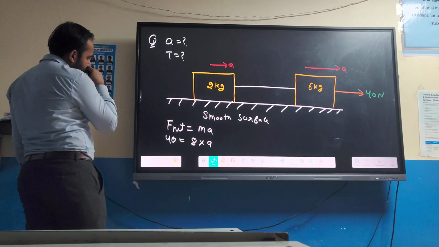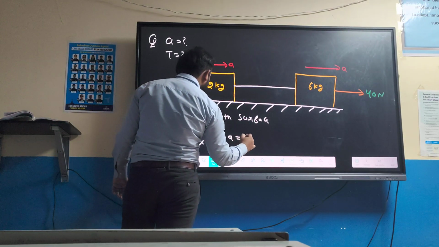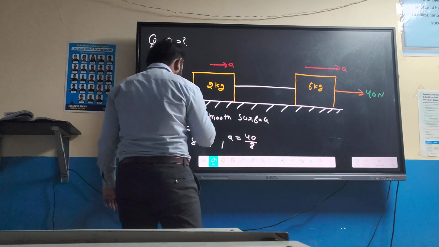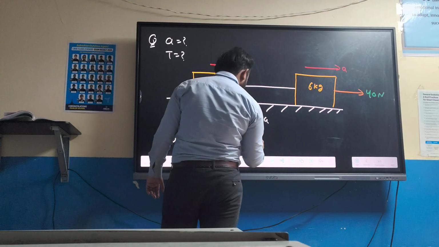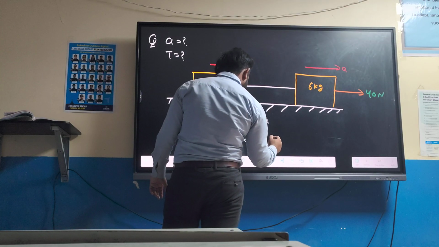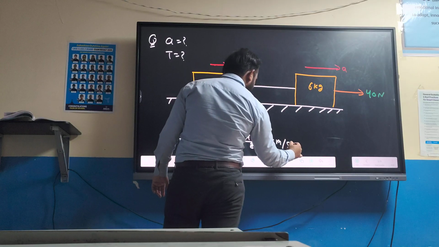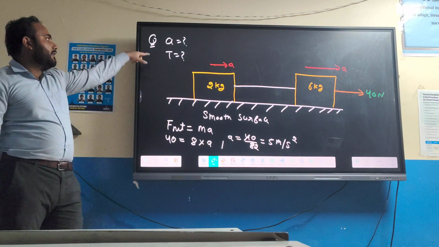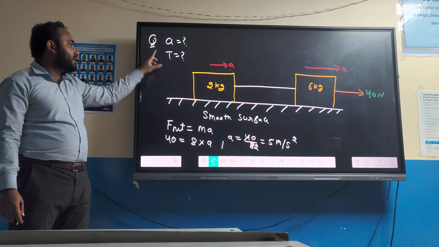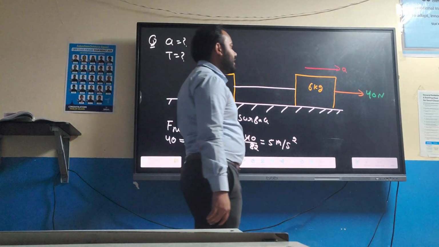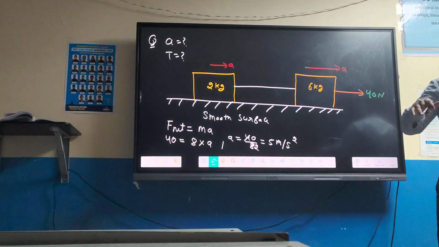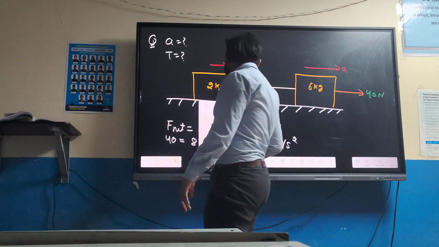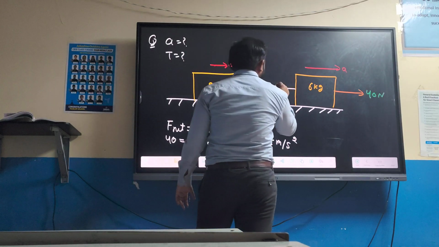And from solving this, simply we will get A is equal to 40 by 8, that is 5 meter per second square. So we have found the first part, that is acceleration. Now we have to find the tension. To find the tension, we can use the free body diagram of any body, either the 2 kg body or the 6 kg body. So let's consider the 6 kg body.